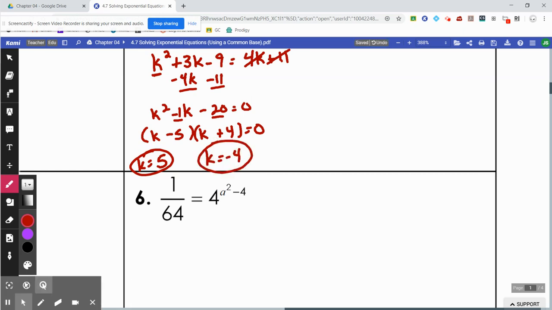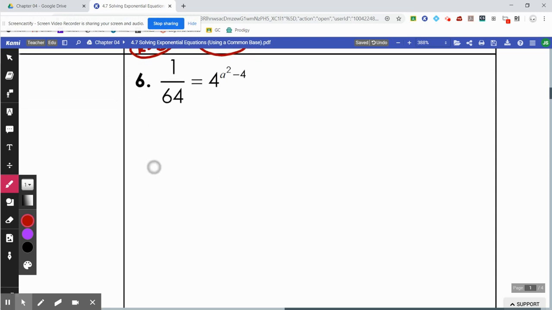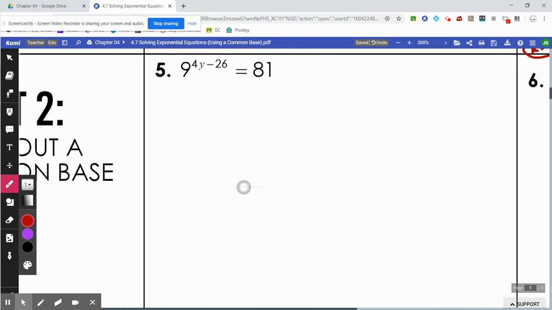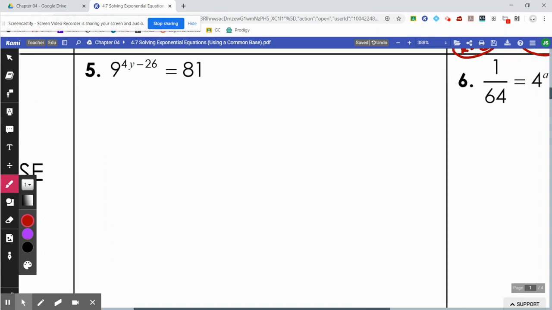Okay, now starting with number 5, we're going to see that we don't have that common base. Set number 2, without a common base. Notice here we have a 9 to a power and an 81. Those bases are different. So what we're going to do, we're going to rewrite these to make them have the same bases. So we could do 9 raised to the 4y minus 26 power is equal to, 81 is the same thing as 9 to the second power. So therefore now I can change these.